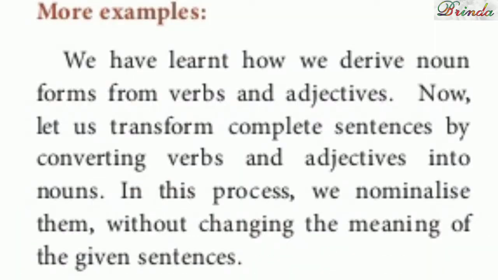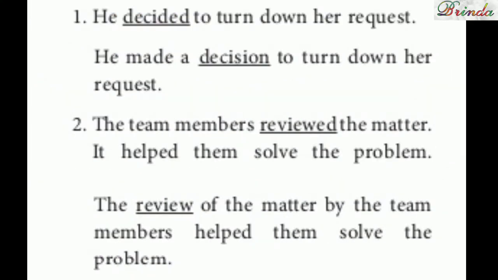We have learnt how we derive noun forms from verbs and adjectives. Now let us transform complete sentences by converting verbs and adjectives into nouns. In this process, we nominalize them without changing the meaning of the given sentences. First one, he decided to turn down her request. So how will you change decided? He made a decision to turn down her request.